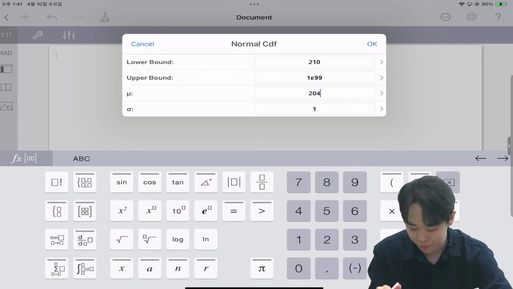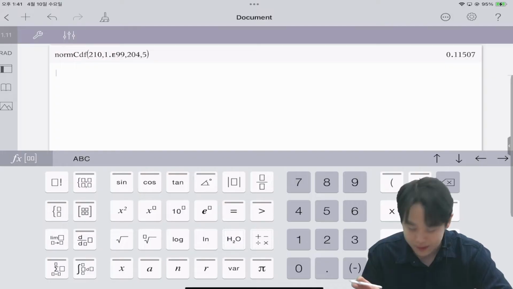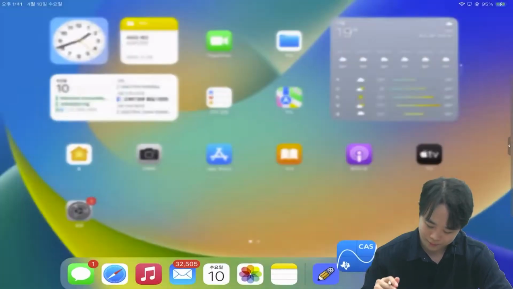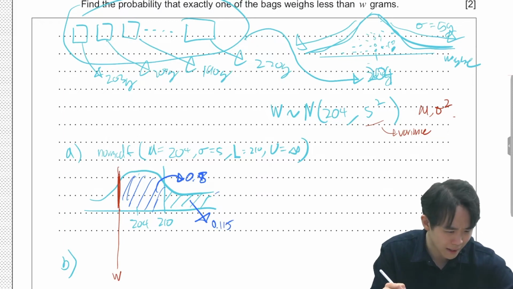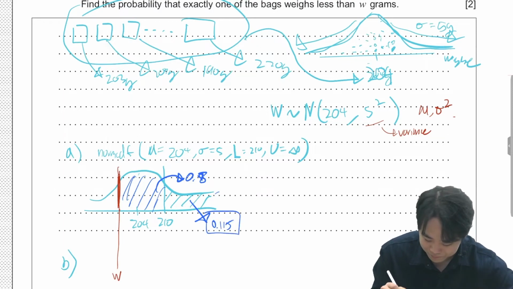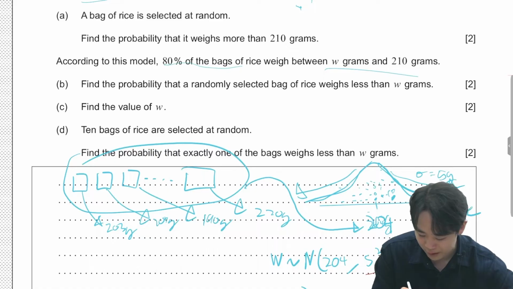Mu is going to be 204. Sigma is going to be 5. So if you find that, that's said to be 0.115. Okay, so what that means is this area is going to be 0.115. So A, 0.115, that's that. W then, right, would mean it's at an area such that the combined area here is 0.915. So this area here is going to be 0.085. Okay, so I want to find the value of W.